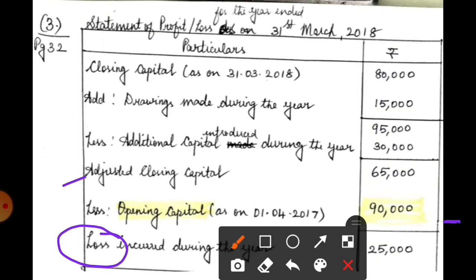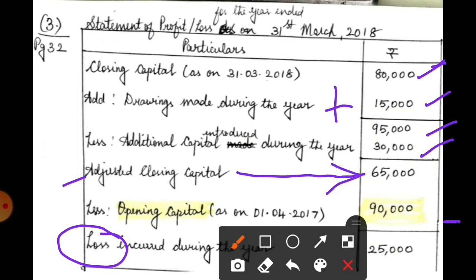Okay students, now the next part is that we are going to go to the amount column. Now in the amount column we are going to start filling one by one according to the values given in the problem. First I write the closing capital 80,000, then I write down 15,000 drawings. I'm going to add these two values. Now I'm left with 95,000. Also write 30,000 additional capital given in the problem. So now your adjusted closing capital comes to 65,000.